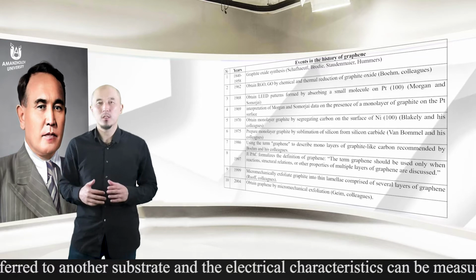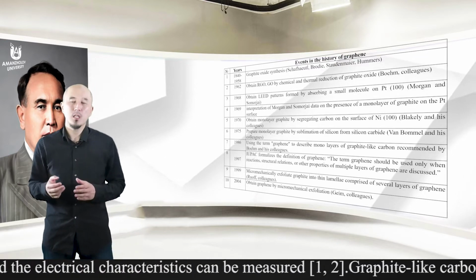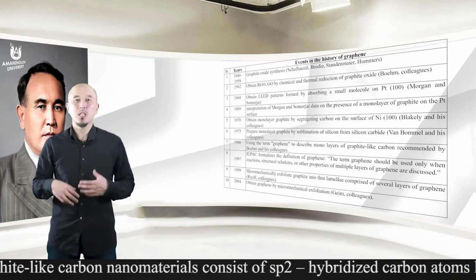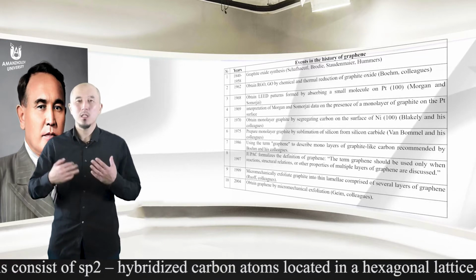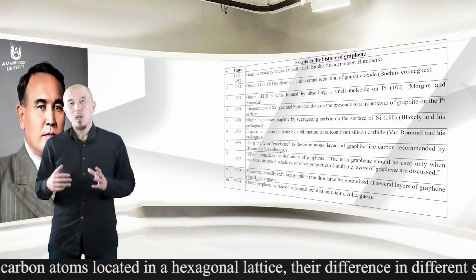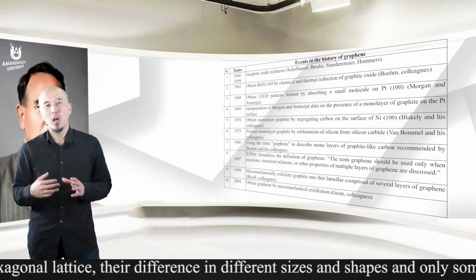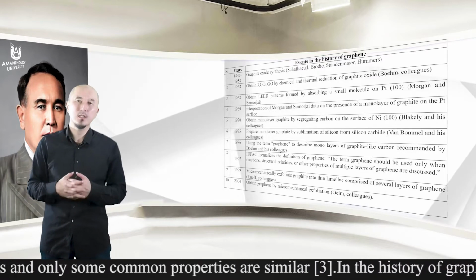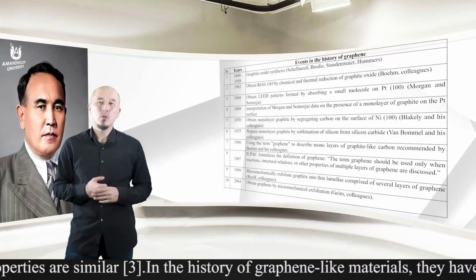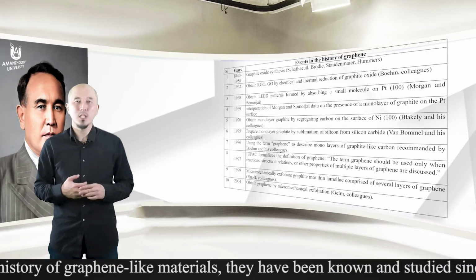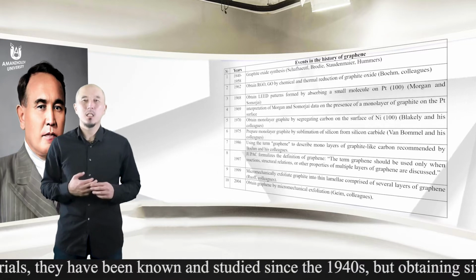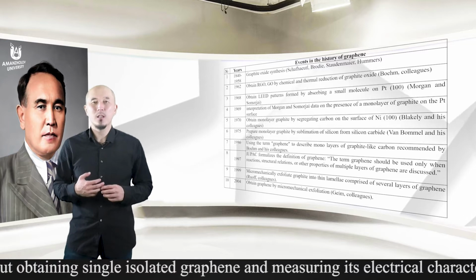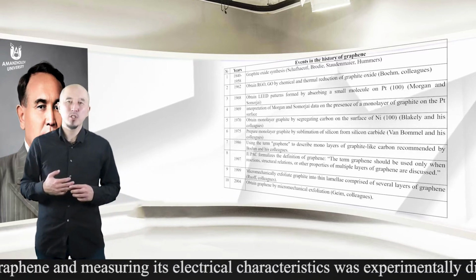characteristics can be measured. Graphite, like carbon nanomaterials, consists of sp2 hybridized carbon atoms located in a hexagonal lattice. They differ in sizes and shapes, and only some uncommon properties are similar. Graphene-like materials have been known and studied since the 1940s, but obtaining single isolated graphene and measuring its electric characteristics was experimentally difficult and was considered almost impossible.